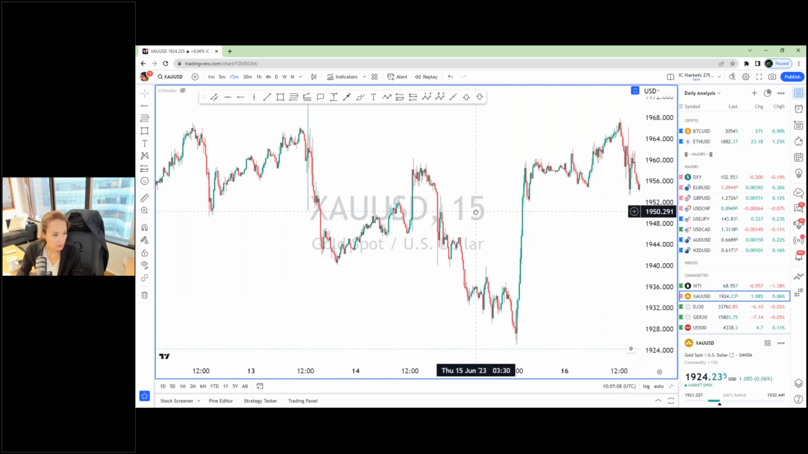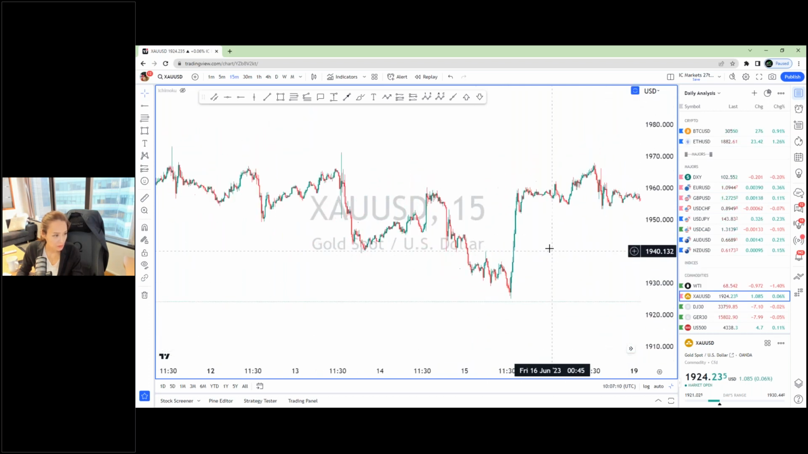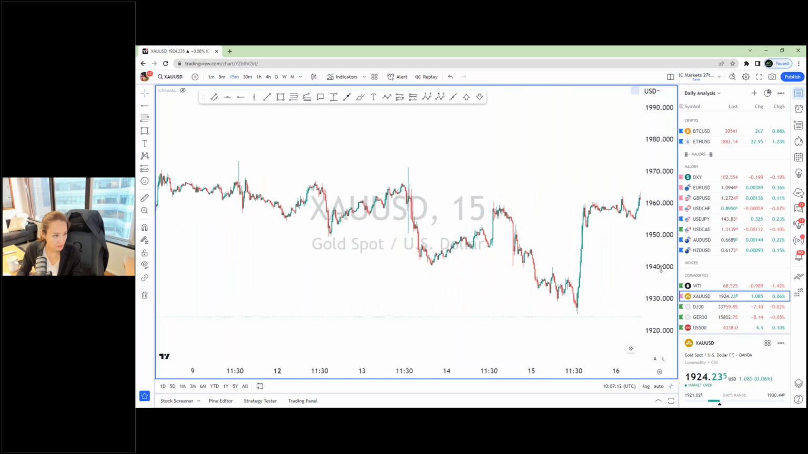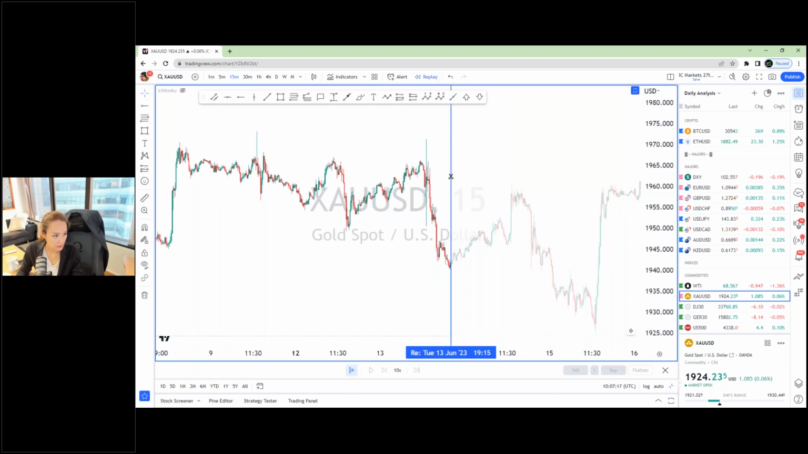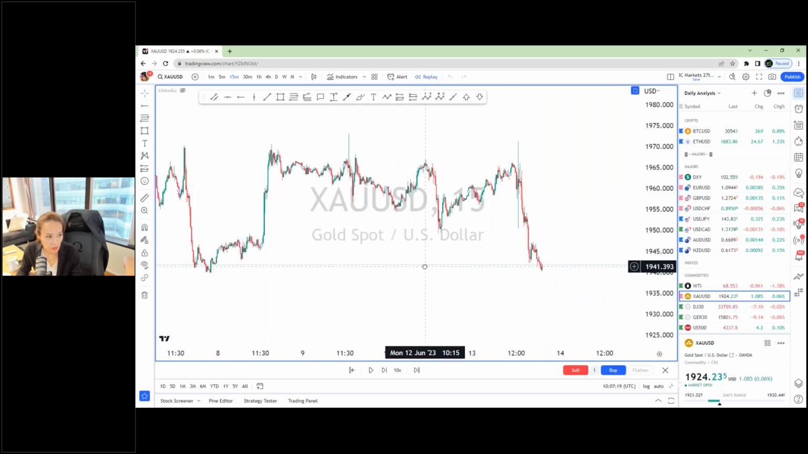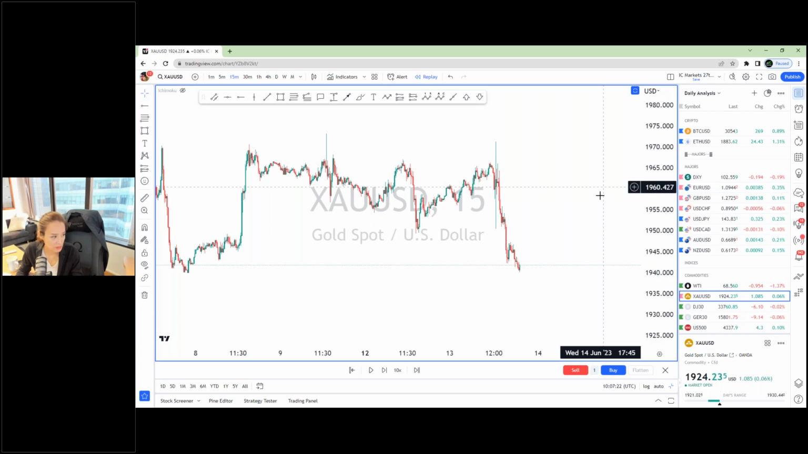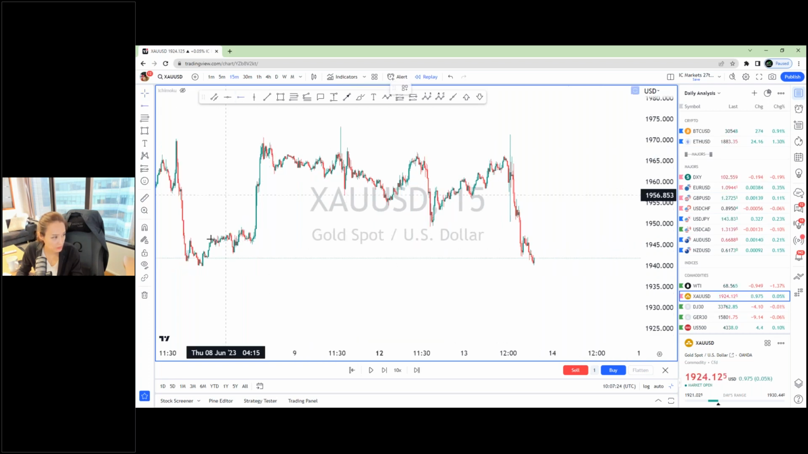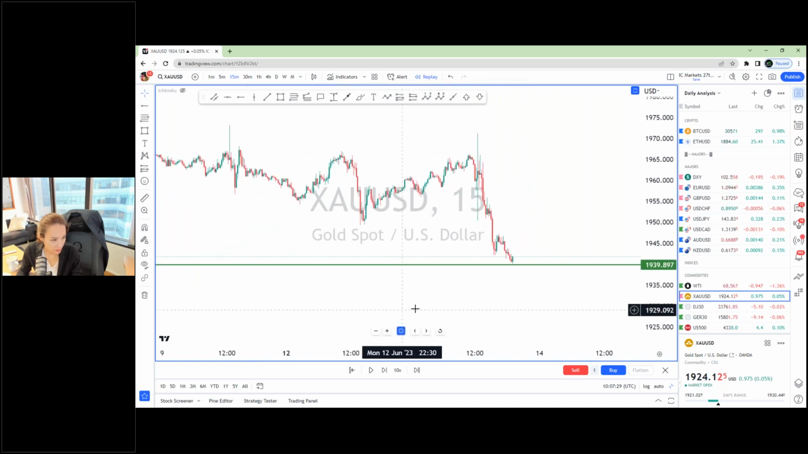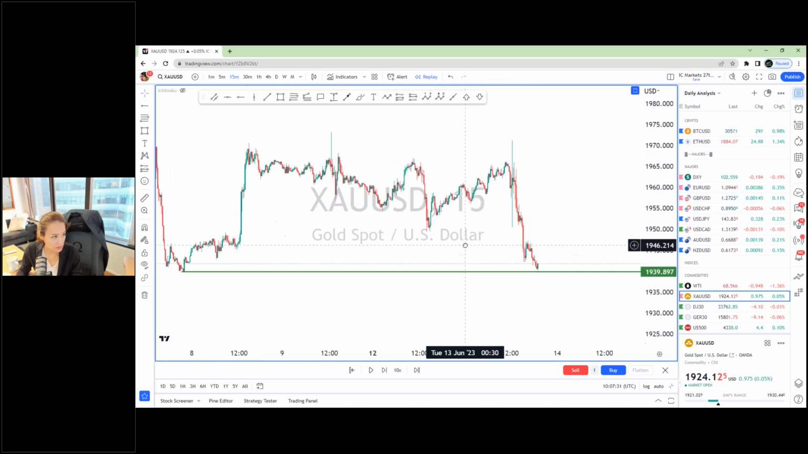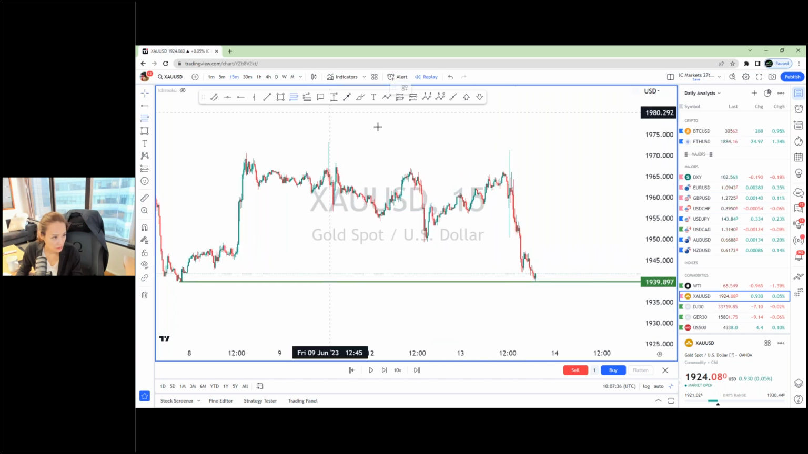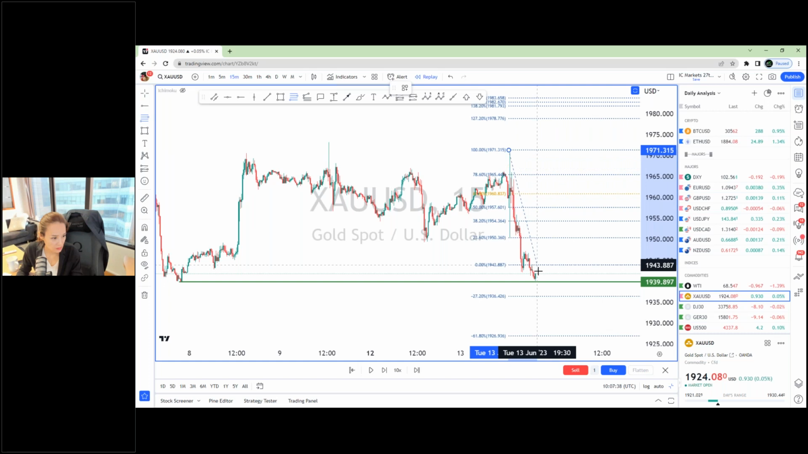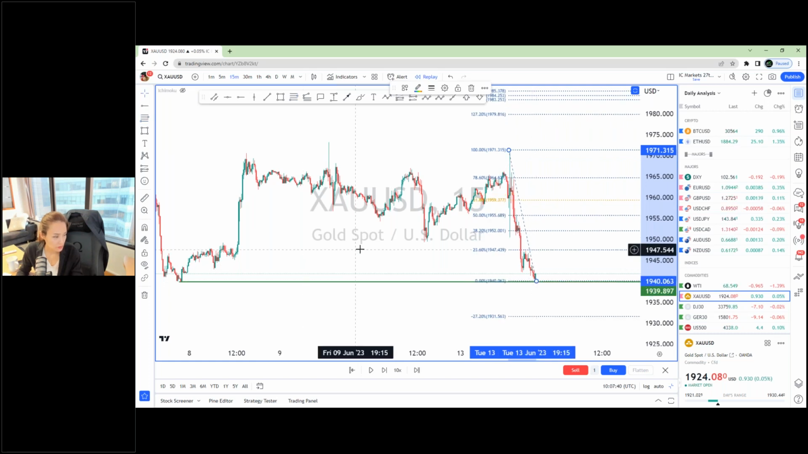More drawing. Okay, for example, if you work on M15, you can see that price has already come from your support here. When you see price going up here, you can start to draw Fibo from your left to the right.